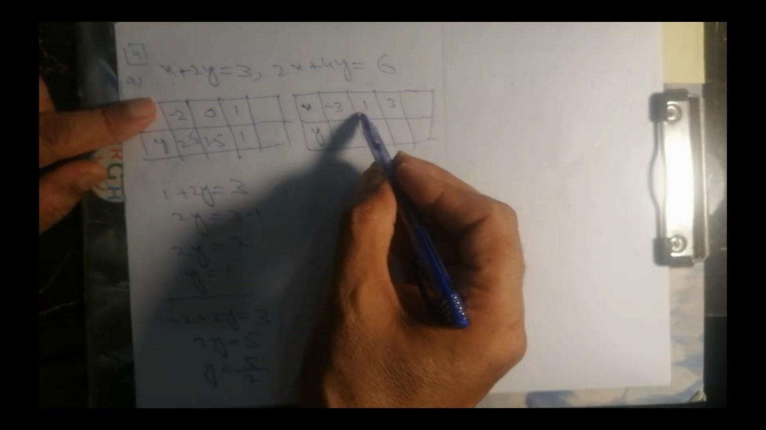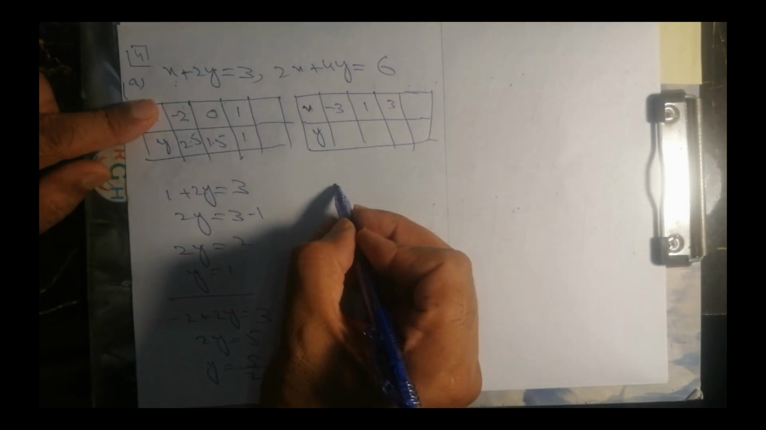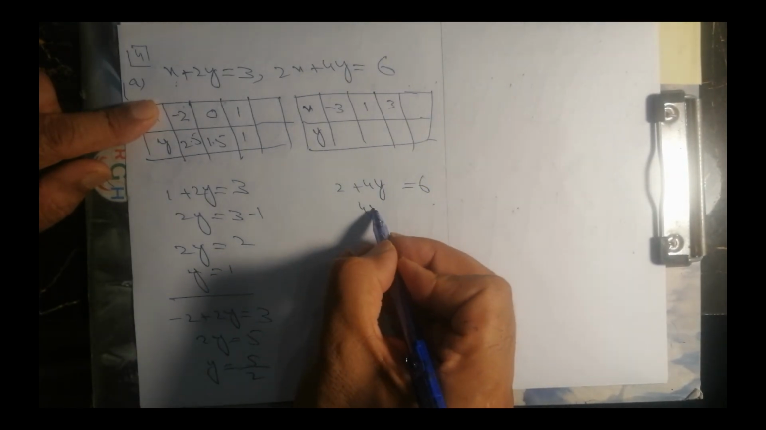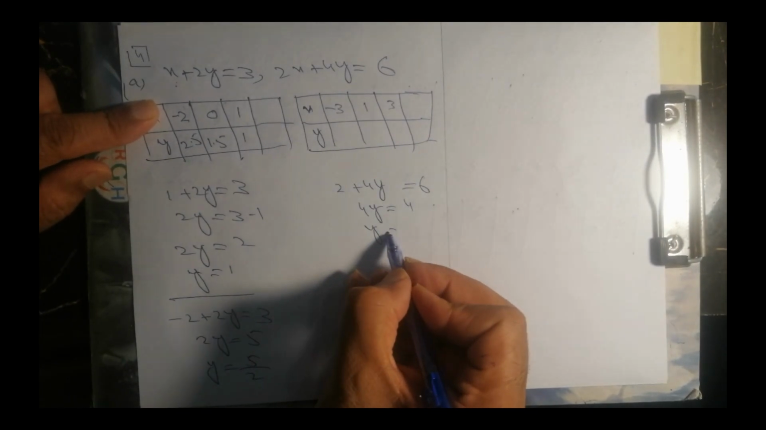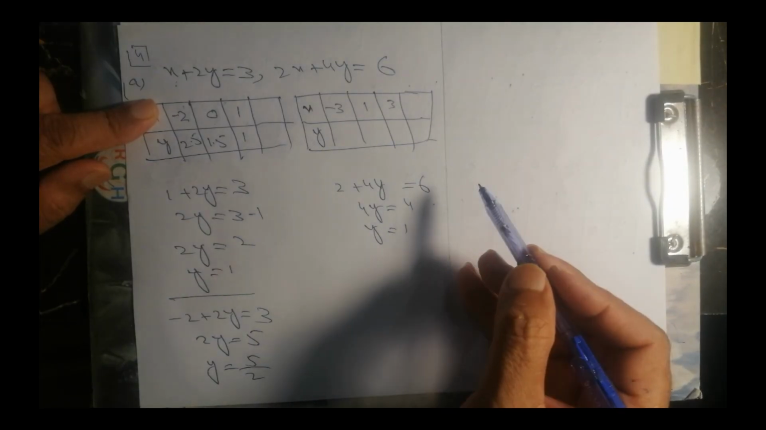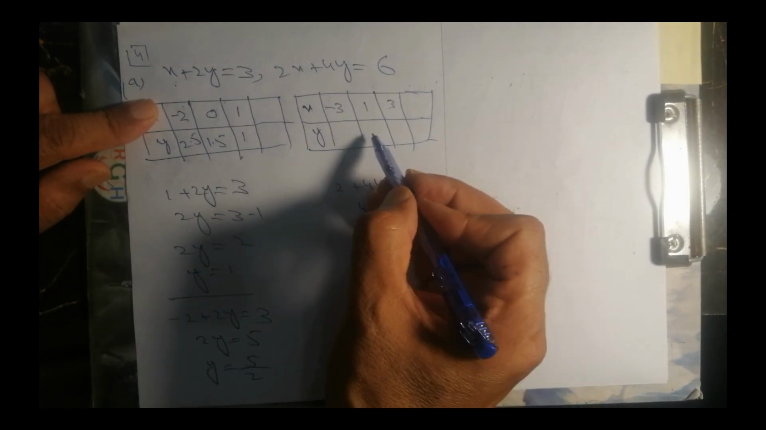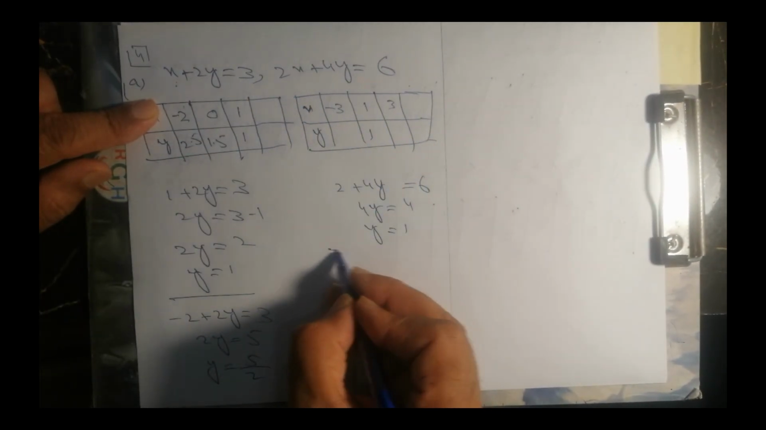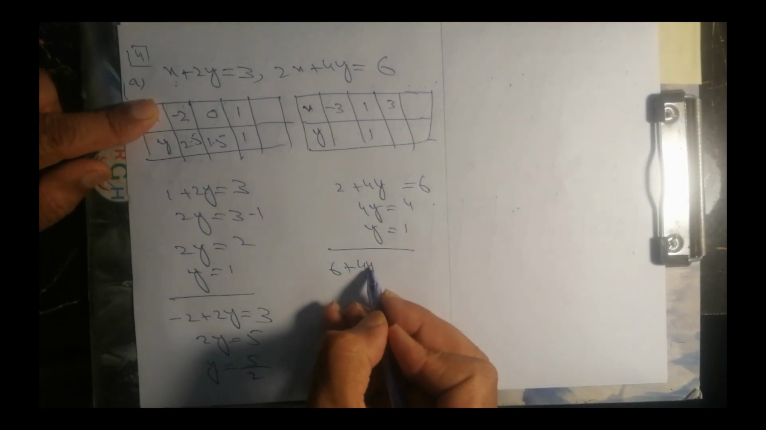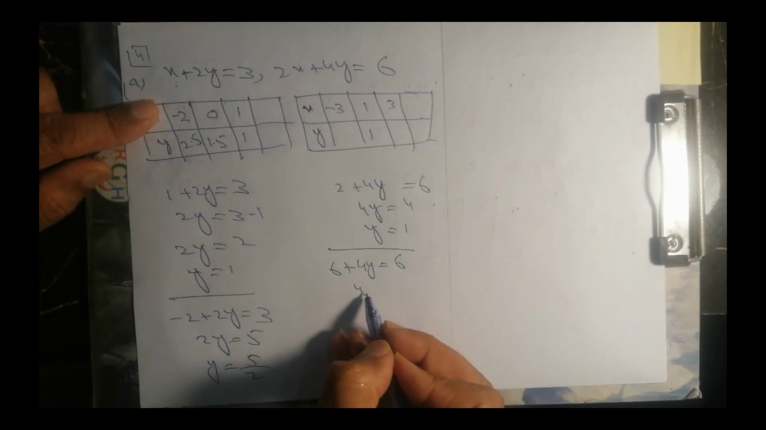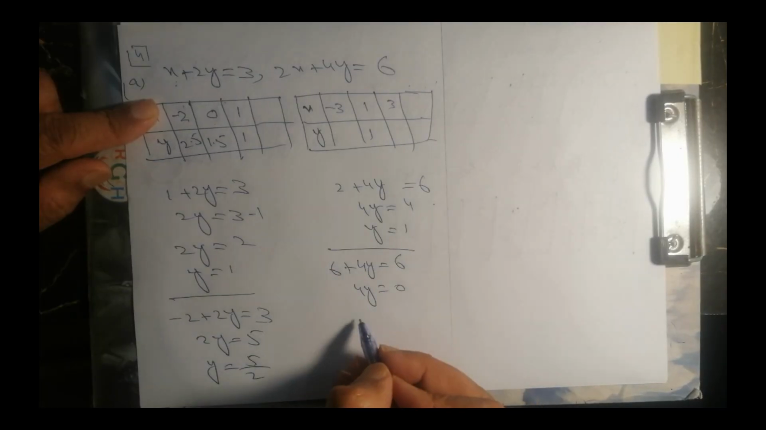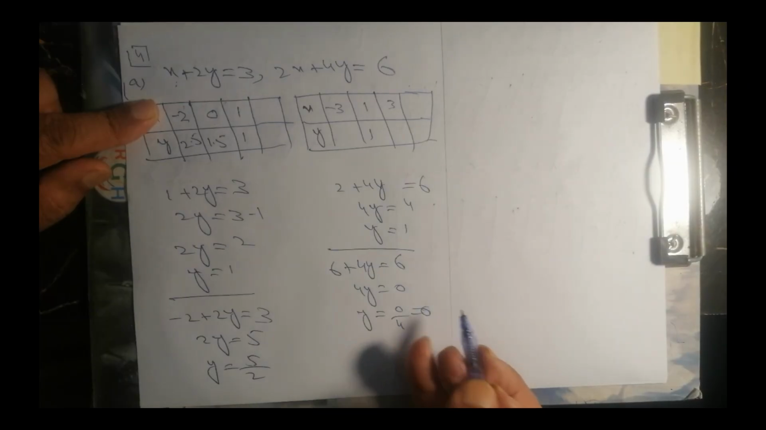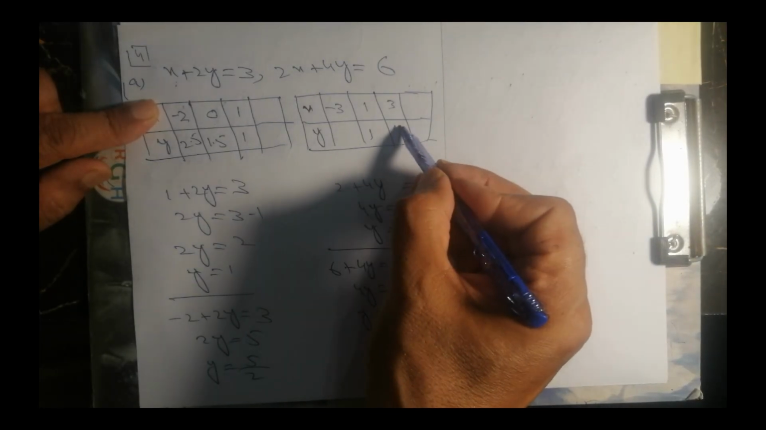Now for this equation, if we put x equal to 1, this will be 2 plus 4y equal to 6, 4y equal to 4, y equal to 1. So when we put the value 1, y is also 1. Now put the value 3 here. 6 plus 4y equal to 6. 4y equal to 6 minus 6, 0. y equal to 0 by 4, 0 by 4 equal to 0. So this will be 0.